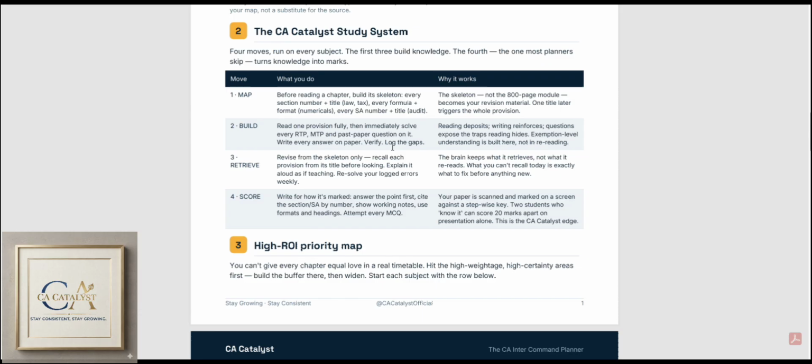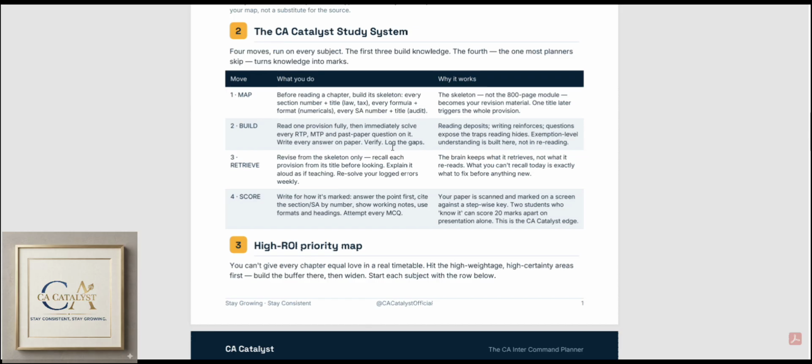Third point is retrieve. Now revise from the skeleton. This will help you understand: this is the provision, this is the question that I need to refer to. You can explain loudly, teaching yourself, and log the errors you faced, wherever you made a mistake, and go and recheck them again. Maybe weekly when you are referring to this log, this sheet, which is hardly 1, 2, 3 or 4 pages maximum, this will help you read it.